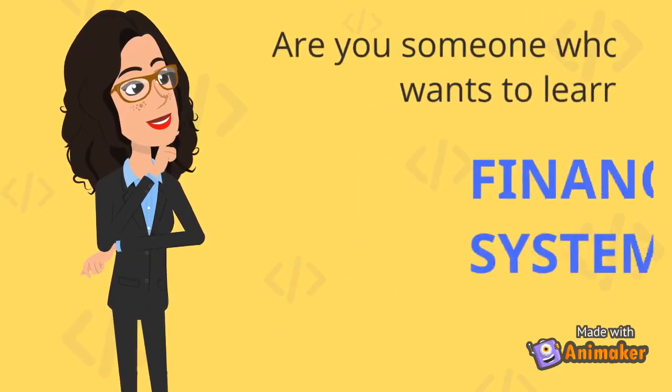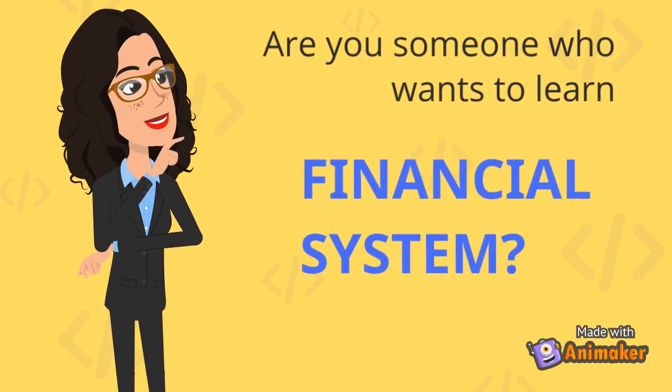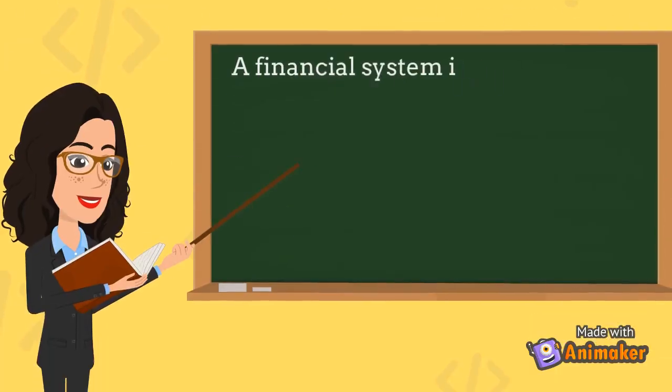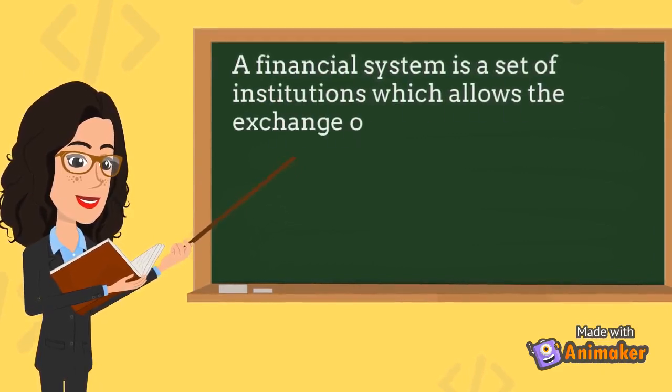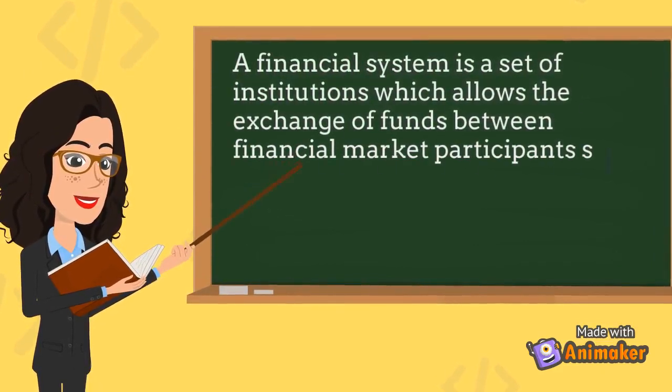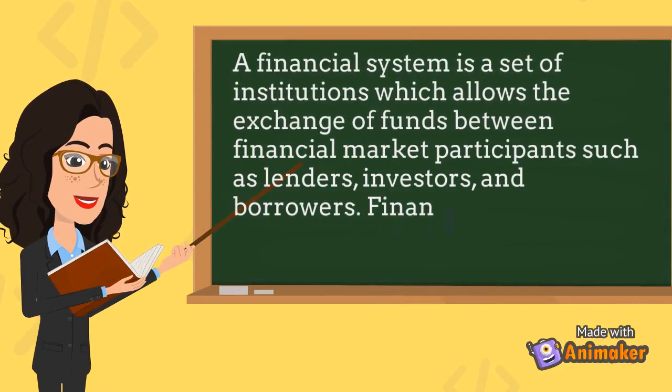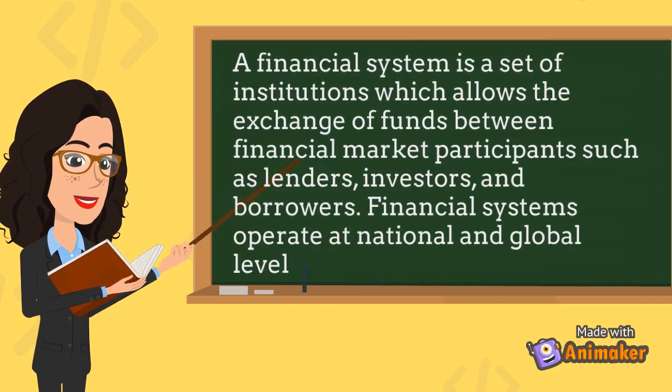Are you someone who wants to learn about the financial system? So let's start. What is a financial system? A financial system is a set of institutions which allows the exchange of funds between the financial market participants such as lenders, investors and borrowers. Financial systems operate at national and global level both.